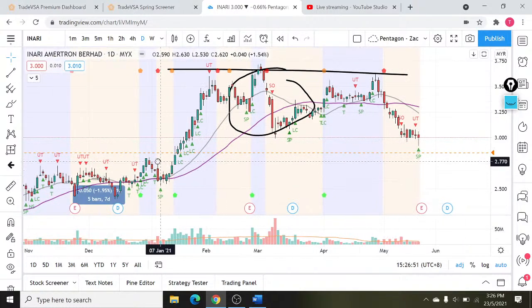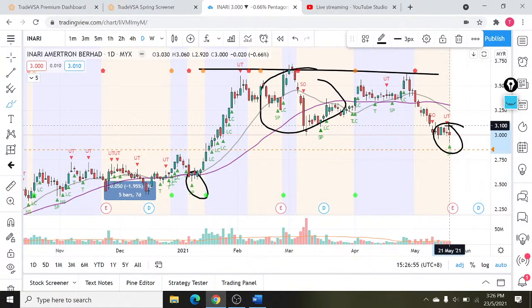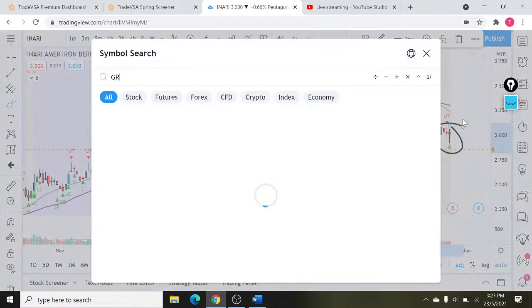So here is slightly better. If you realize this spring, here is too far. So probably you want to park alerts with the confirmations there. Okay, let's try Grad Tech.